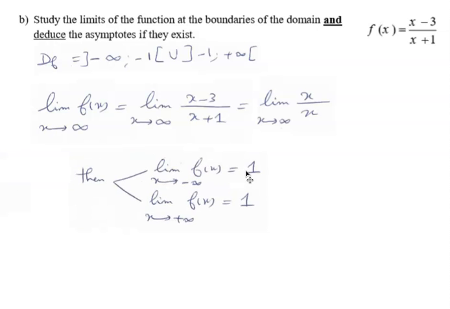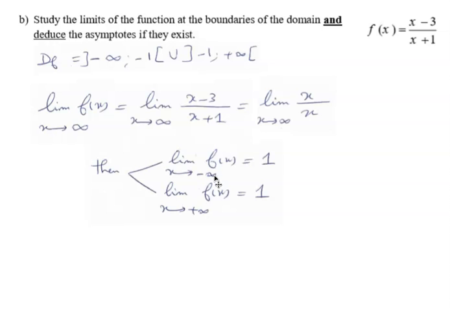Then the limit of the function as x tends to minus infinity is 1, and the limit of the function as x tends to plus infinity is also 1. Because the limit of the function at infinity is equal to 1, then y equals 1 is a horizontal asymptote.